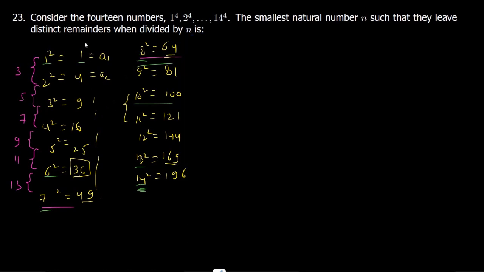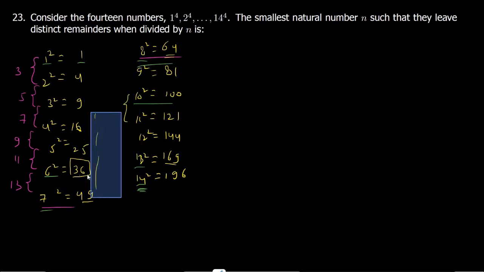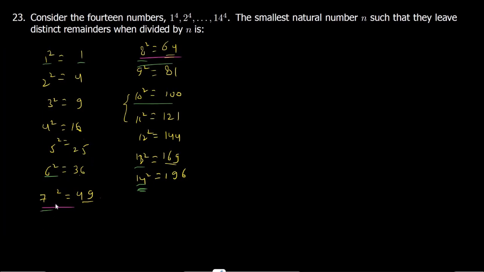Now all we have to check is, does 29 work? That is, if I divide each number power 4, then am I getting a different remainder? Let's quickly check about that. Now the remainder will be from 0 to 28, and these are 14 different numbers. So let us see if that's a possibility, or are there any pair using which we are getting the same remainder?